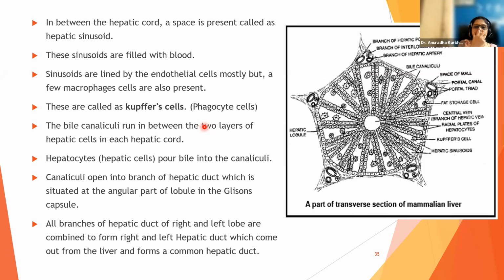Now, the bile canaliculi run between the two layers of the hepatic cells in each hepatic cord. Bile canaliculi. Now, what is this bile canaliculi? Here you can see this gap between two cells. Between two rows there is a gap, a very fine, thin gap. That is called canaliculi. Fine. So from here this bile secretion will come out.